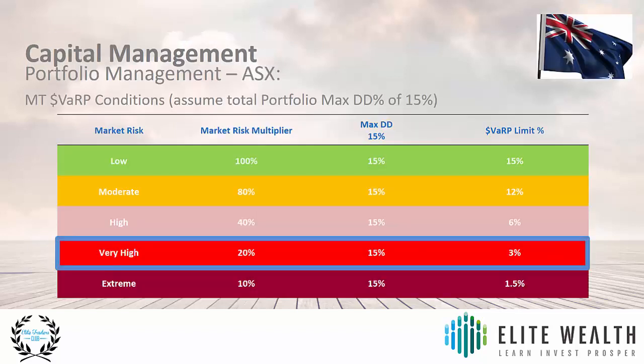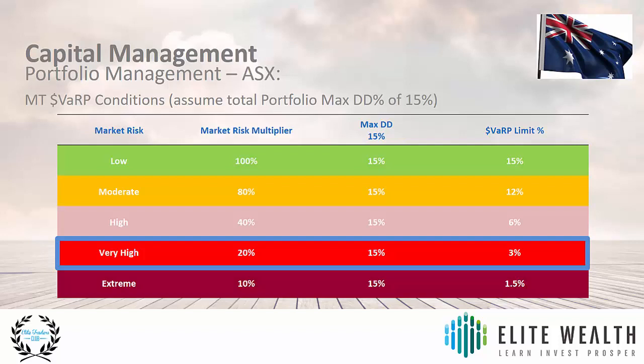So what does that mean from a capital management point of view? Well, assuming that you are invested solely in the Australian market, that would mean that you would be, according to your trading plan, allowed to have a maximum drawdown of 15%. That generally covers most people in terms of their trading plan as a level of exposure in a low risk market.